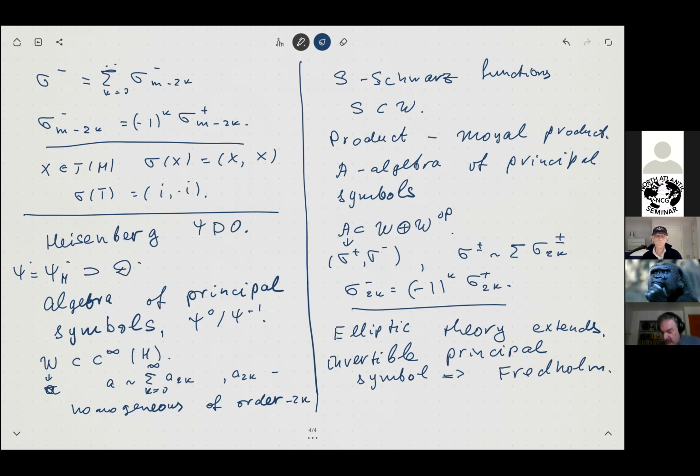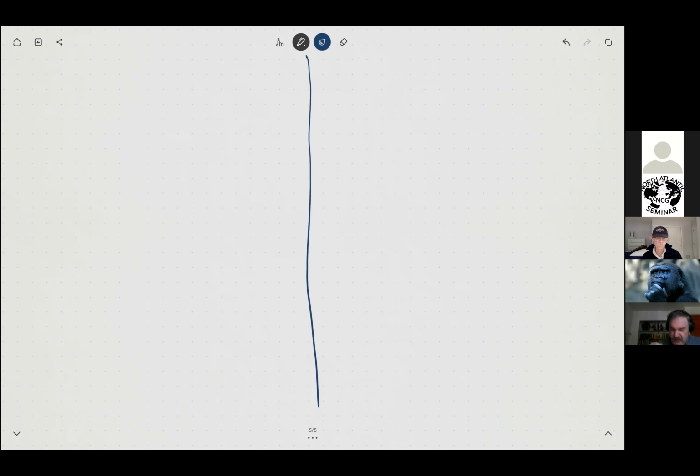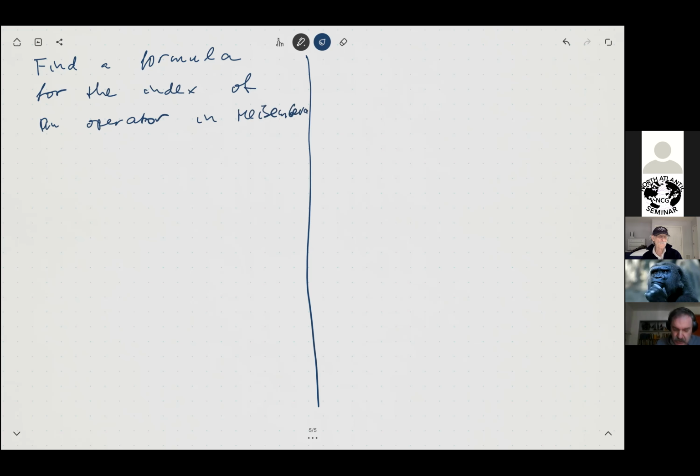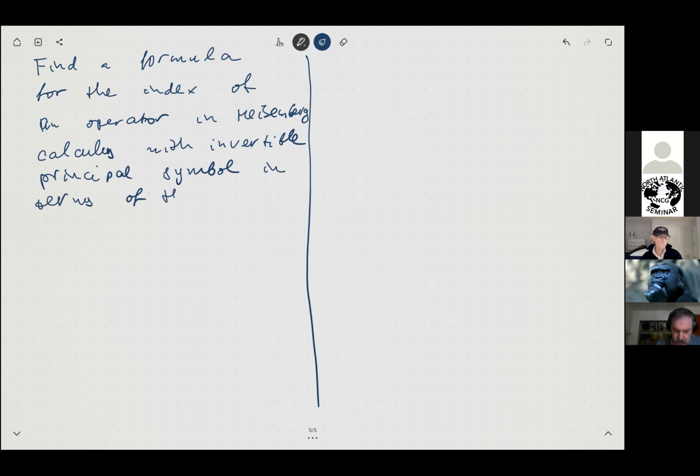So the question which I would like to address is to find a formula for the index of an operator in the Heisenberg calculus with invertible principal symbol in terms of the principal symbol.